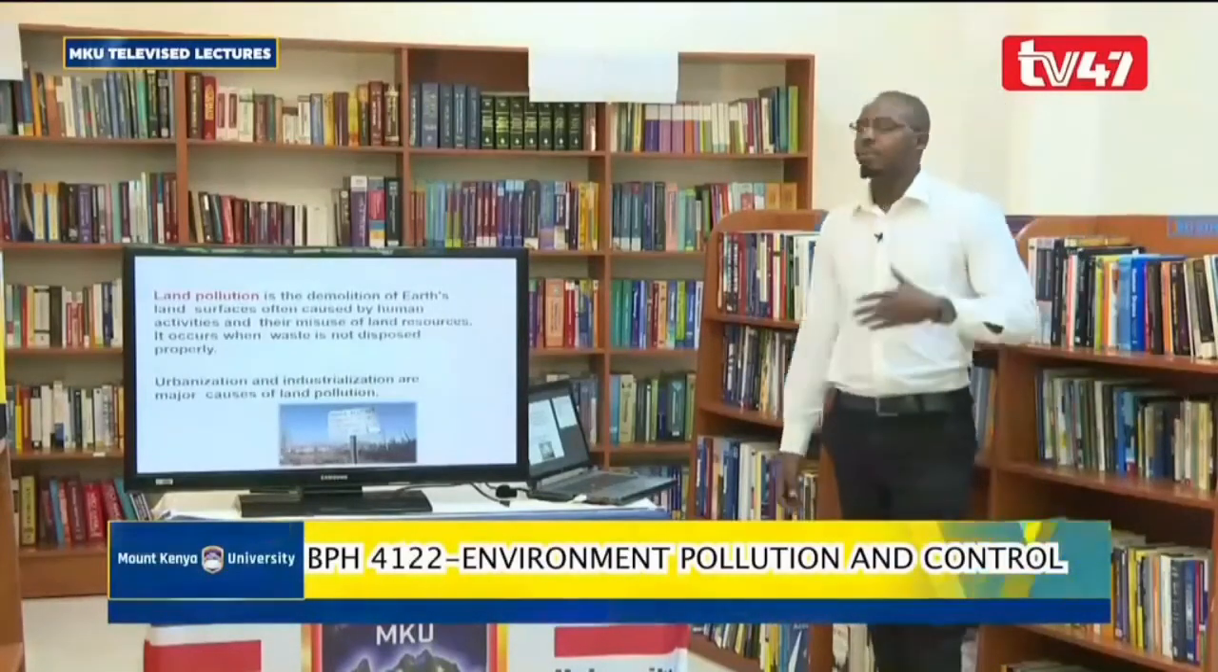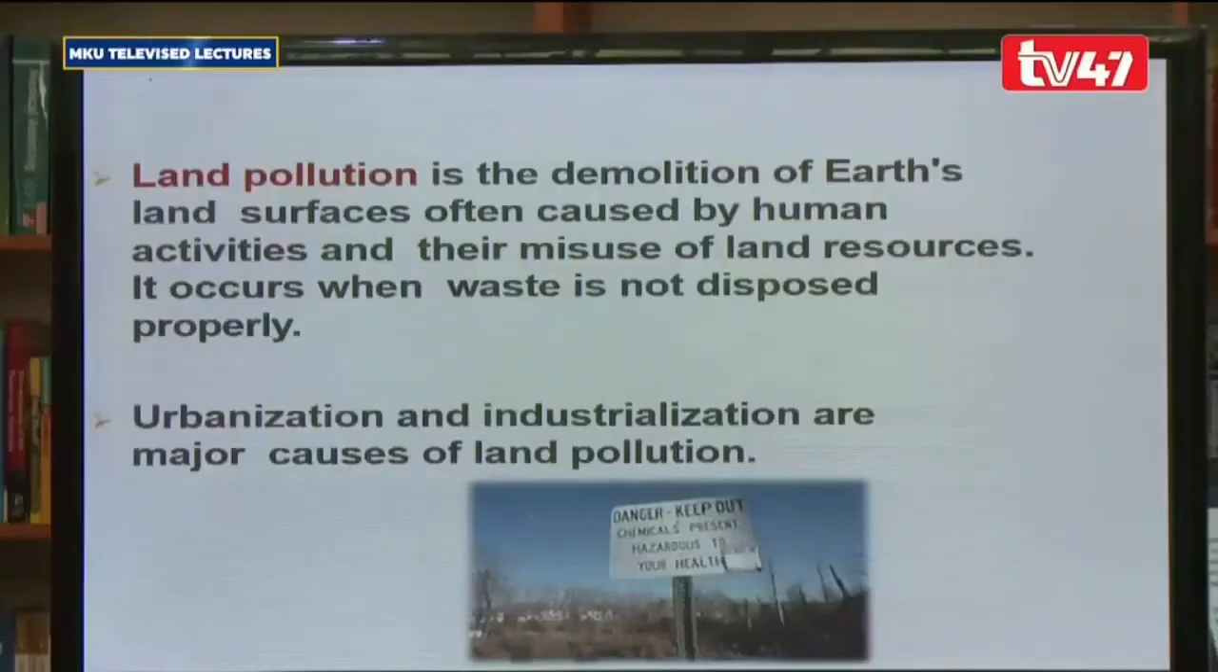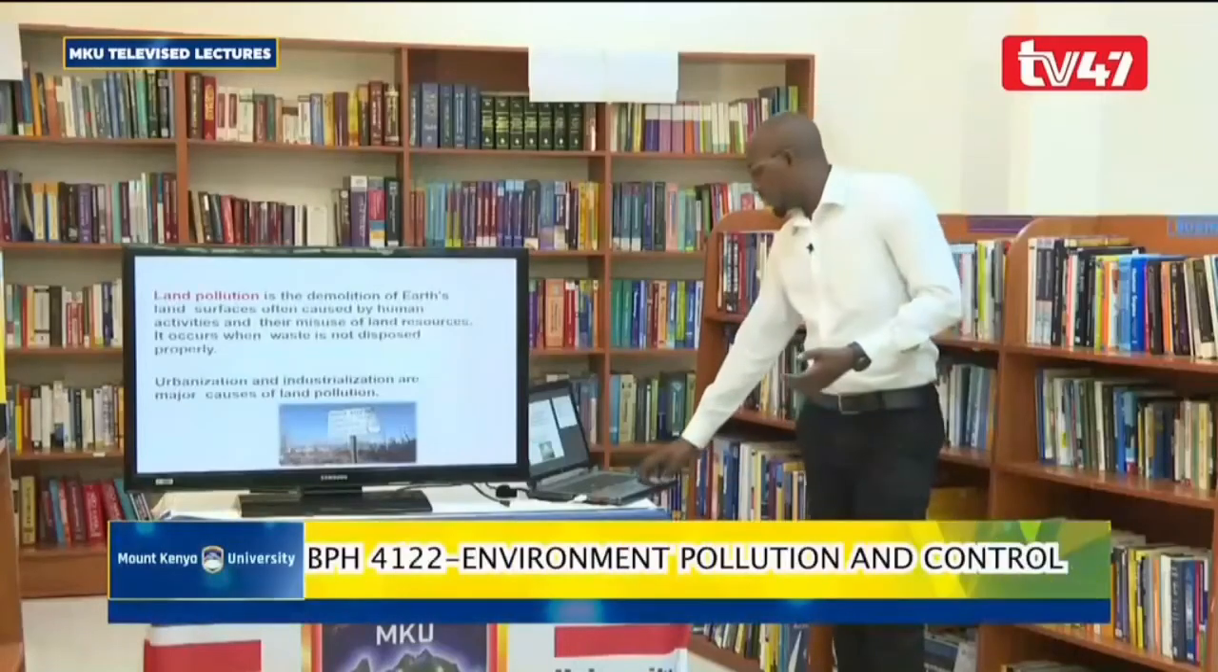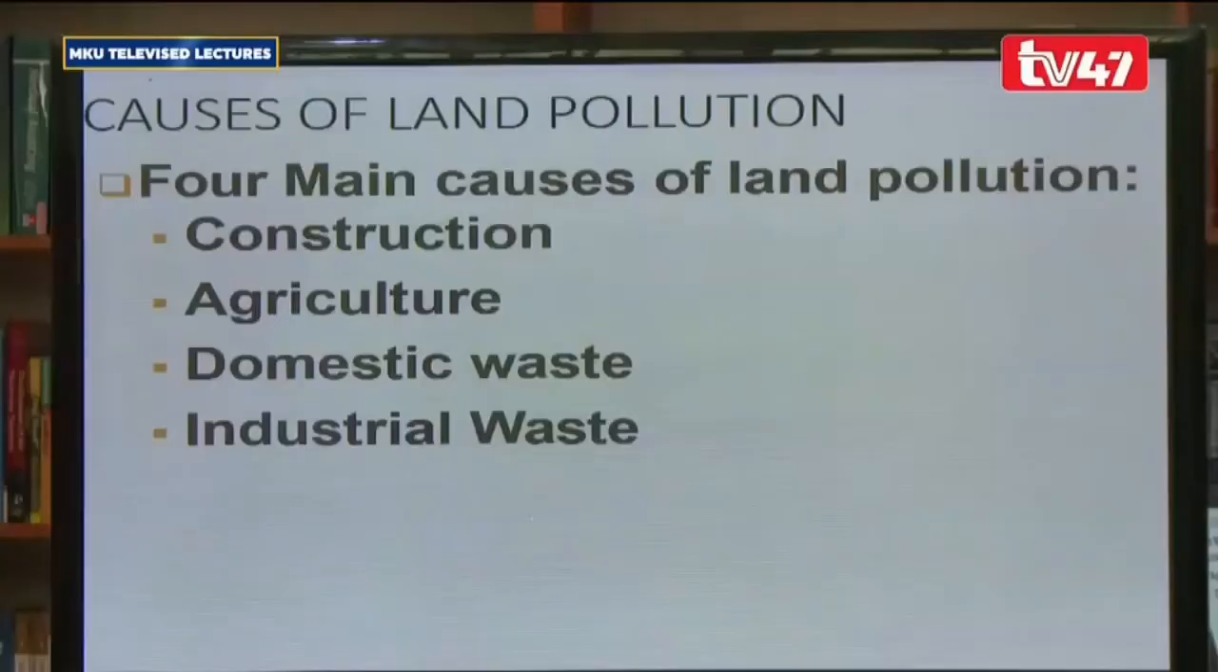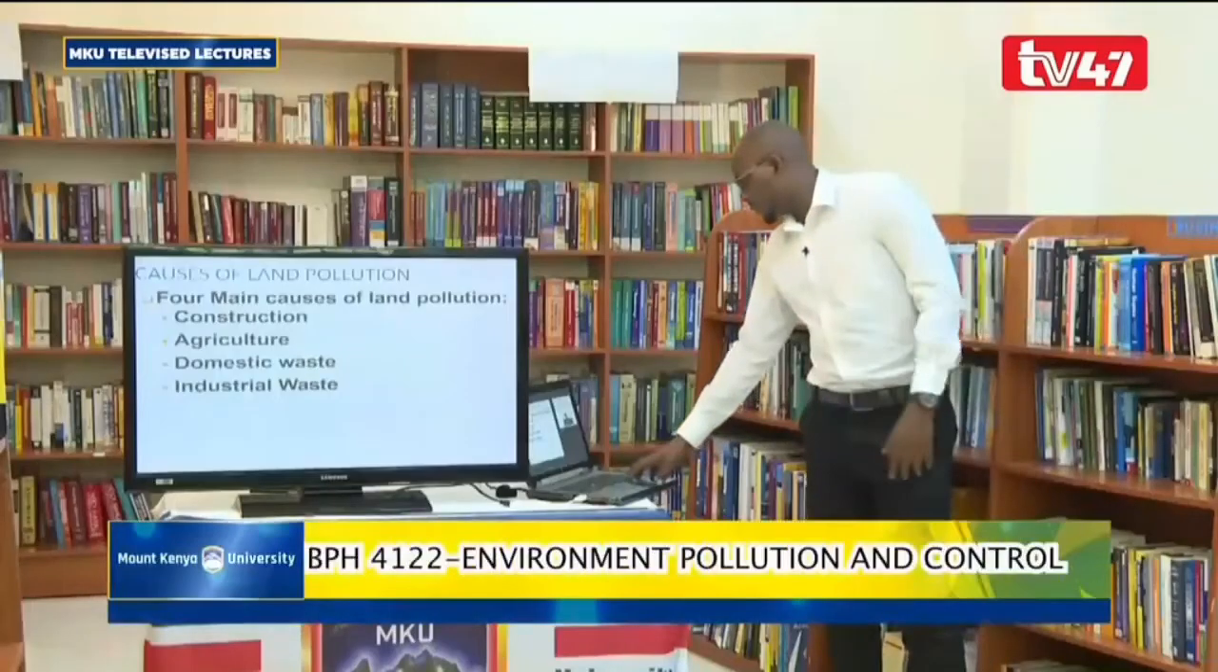Urbanization and industrialization are the major causes. Urbanization has always changed because of various factors, like the need to look for solutions, so that causes migration patterns and interference due to migration of people. The major forms of land pollution are the construction industry, agriculture, domestic waste, and industrial waste. All these are the major forms of soil pollution.